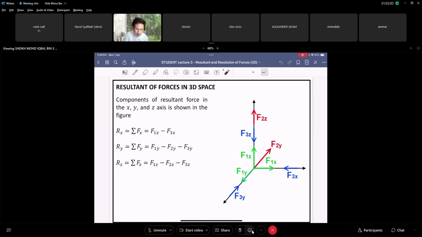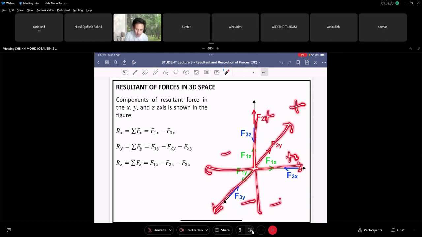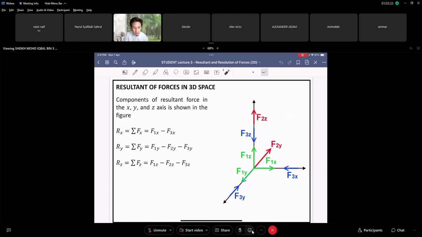So typically, for the x-axis, to the right is positive, to the left is negative. That's for the x direction. For the y direction, typically going down is negative, going up is positive. For the z direction, usually going forward is positive, going backward is negative. So all that is changing is the sign, right? Negative, positive, and so on.